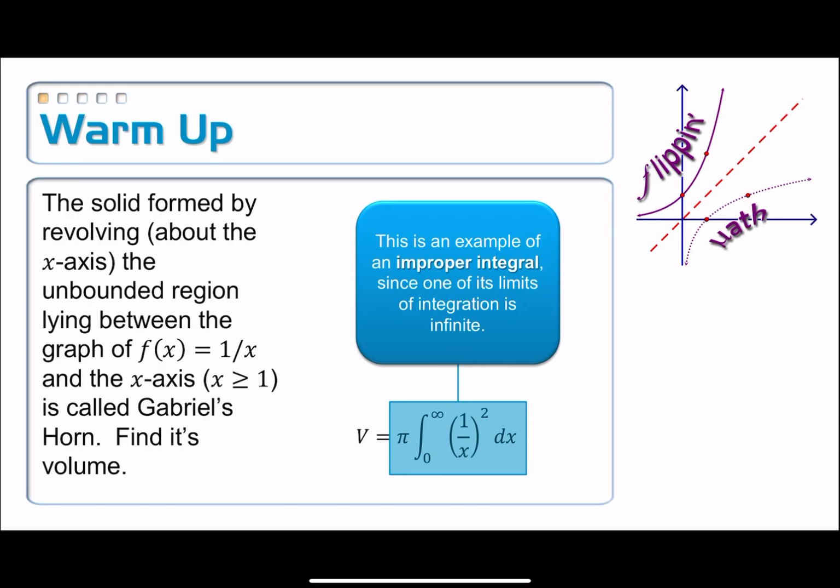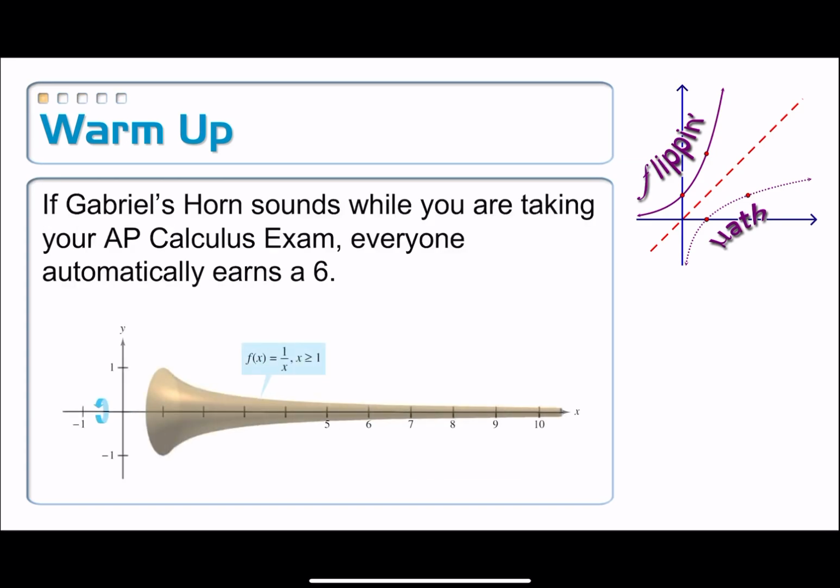Okay, so let's talk a little bit about this Gabriel's horn thingy here. So it's an actual thing. Well, did you pick up on that horn sound right there? So this is what the thing is going to look like whenever we revolve it around the x-axis. And this is actually written into the AP exam's frequently asked questions. If Gabriel's horn actually sounds while you're taking your AP exam, everyone automatically earns a 6. Not a 5, but a 6.